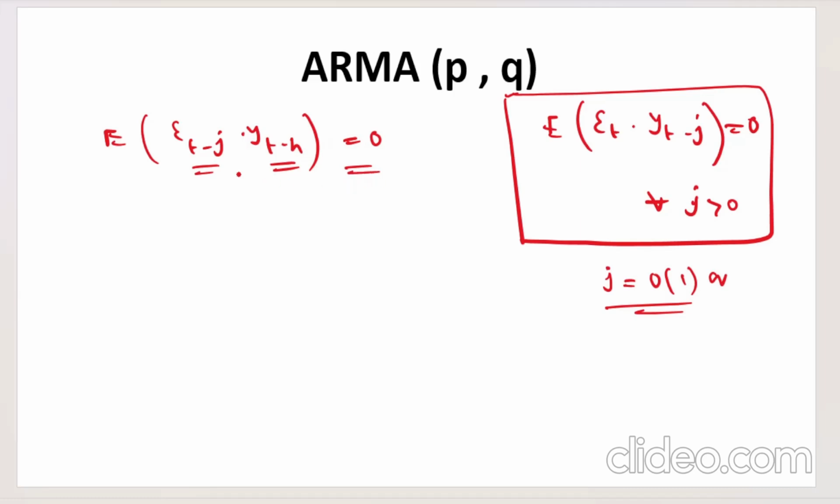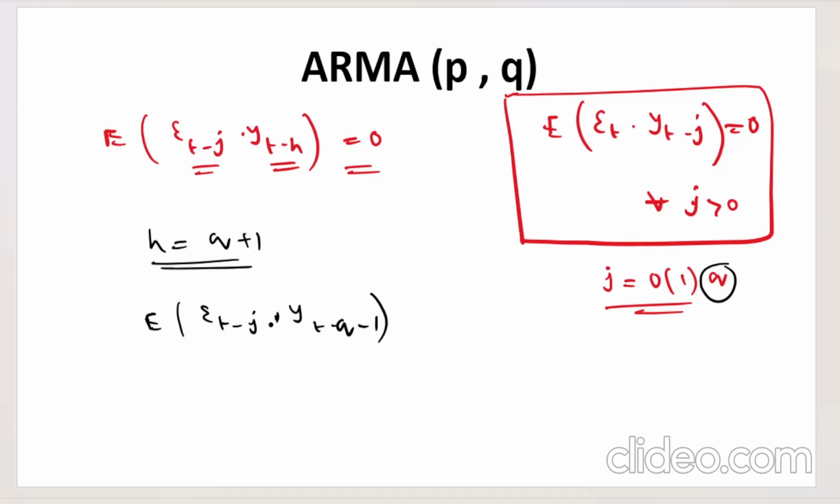So if h takes the value, say q plus 1, what will this expression be? This will be epsilon t minus j into y t minus q minus 1, right? This is what you get if h equals q plus 1. j can take a maximum value of q. Even if you take the maximum value of j, this expression is still less than that, and that is what we want.